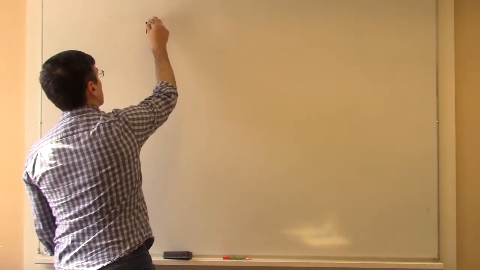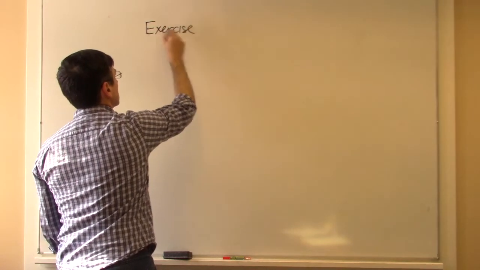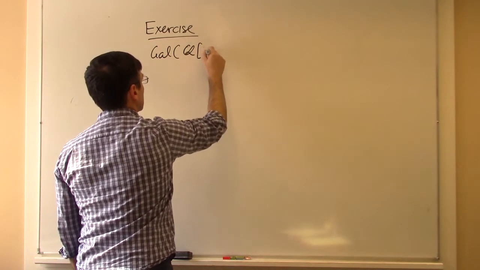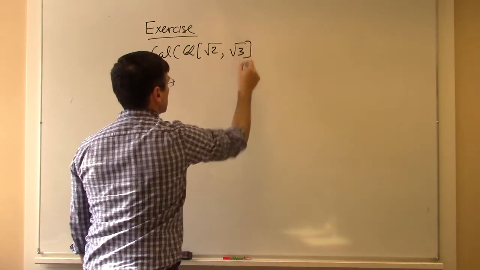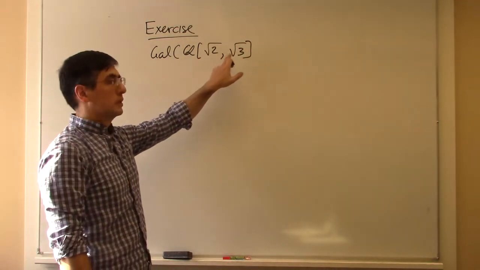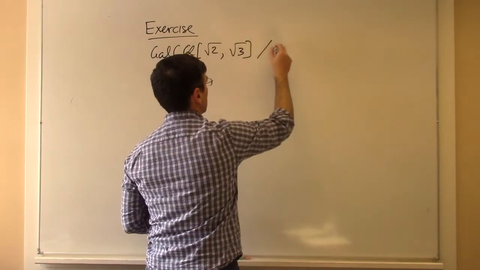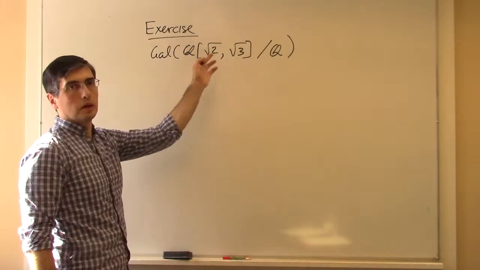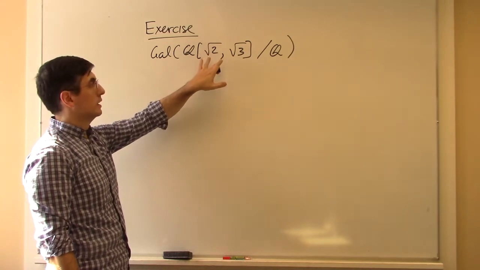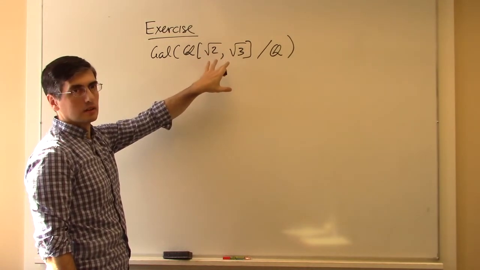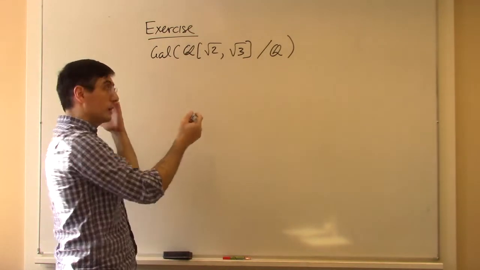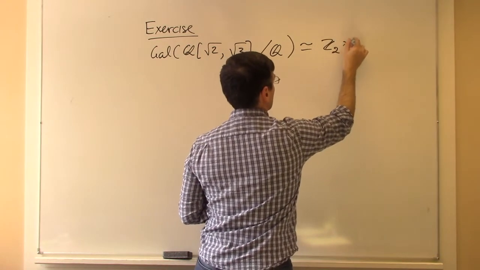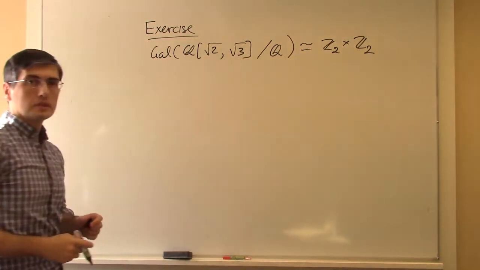Okay, so I will leave it as an exercise to compute the Galois group if you take this field. So you adjoin the square root of 2 and the square root of 3. First find an irreducible polynomial. We did this in class, I think, that gives you this degree 4 extension. So there is an f(x) of degree 4. You should show that this is Z2 cross Z2.